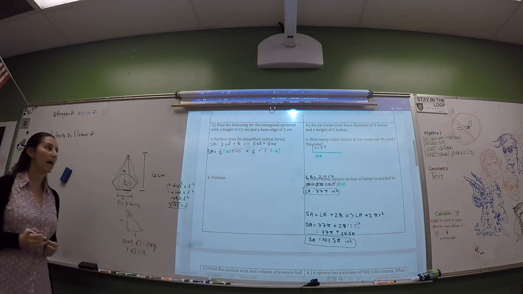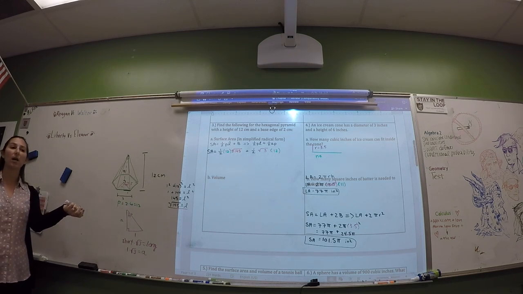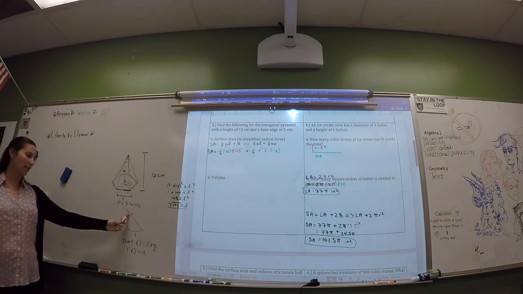Now, if it didn't want it in radical form, then you probably could have done this with trigonometry, like SOHCAHTOA, and you would have used like tangent.